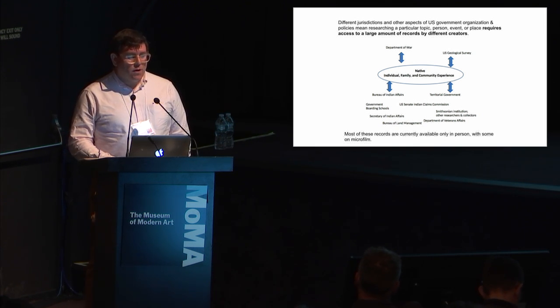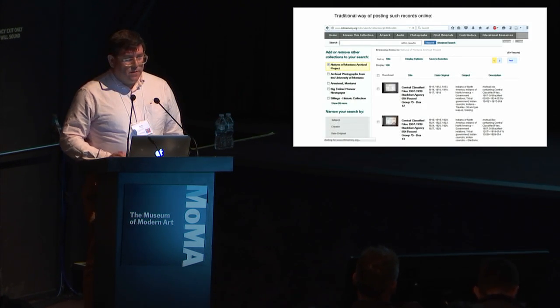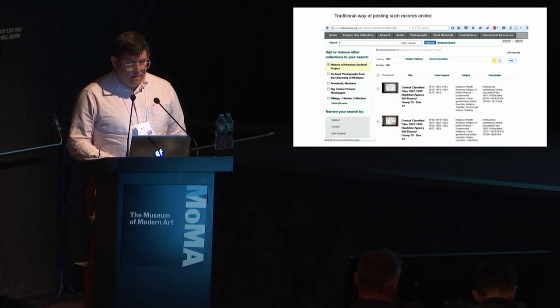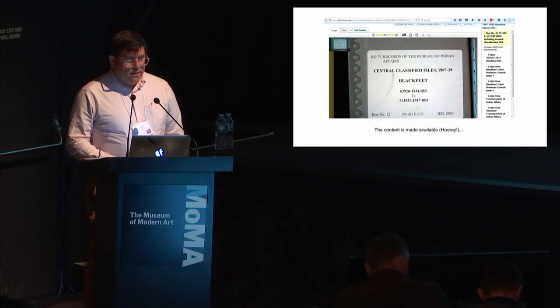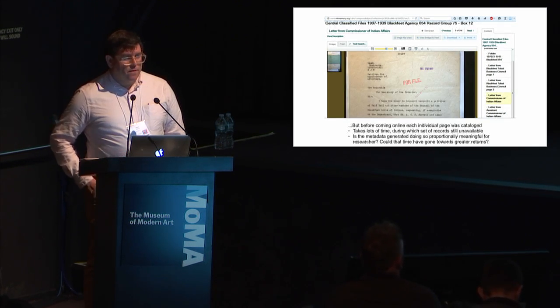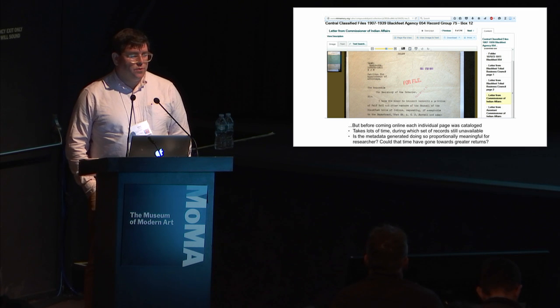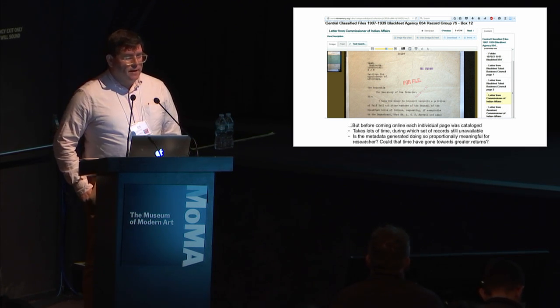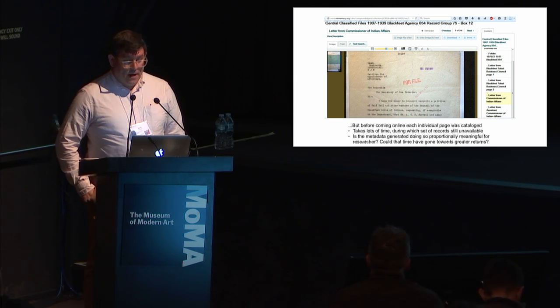So currently, a lot of these records are really only available on microfilm or in person. So you're actually pretty limited. In some cases, you can access these records online through an interface like this. So this is great. The content is made available. But before coming online, you often run into the issue where each individual page becomes cataloged. So this obviously takes a lot of time. And during that time, records are still not yet available for use.